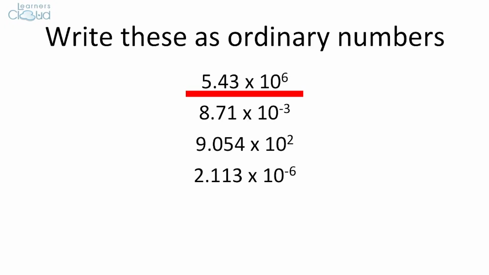Now, we've seen how to write very large or small numbers in standard form, but they may well give you in the exam a number in standard form and ask you to write it as an ordinary number. So let's make sure we can do that by looking at a couple of examples together. 5.43 times 10 to the power of 6 first up.